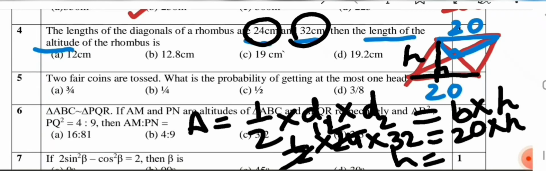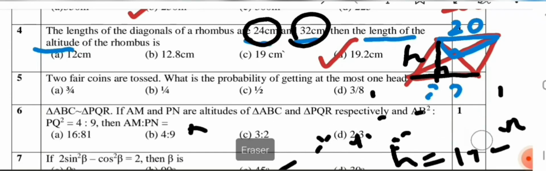You can just solve it, and after all this calculation is over, you can try it yourself. Height will come out to be 19.2. So I have explained to you the technique to solve. The rest of the calculation I assume you can do yourself. So the altitude of the rhombus is 19.2 centimeter, option D. Let's move to the next question now.